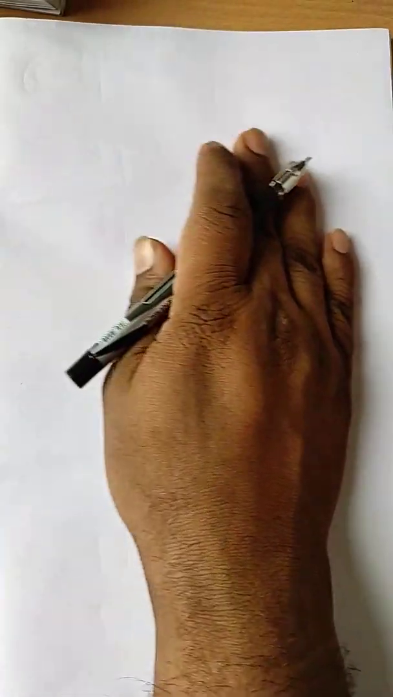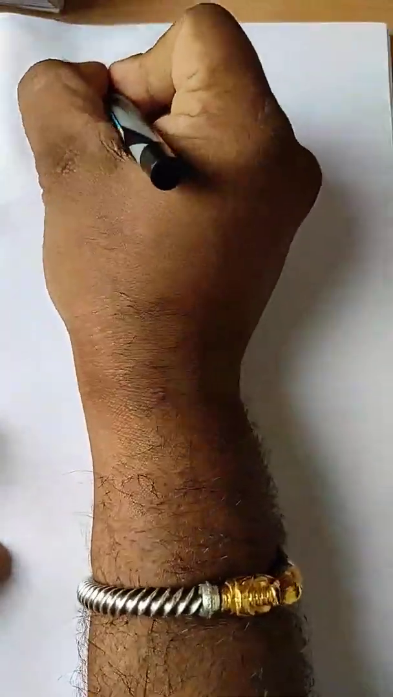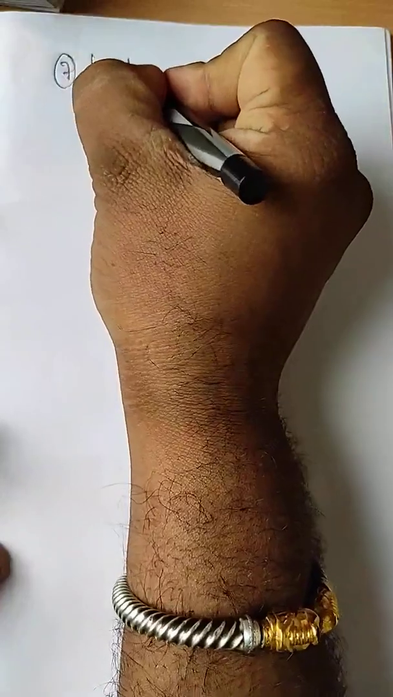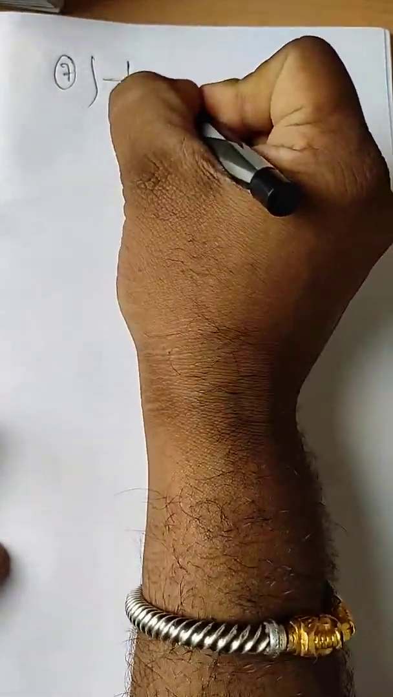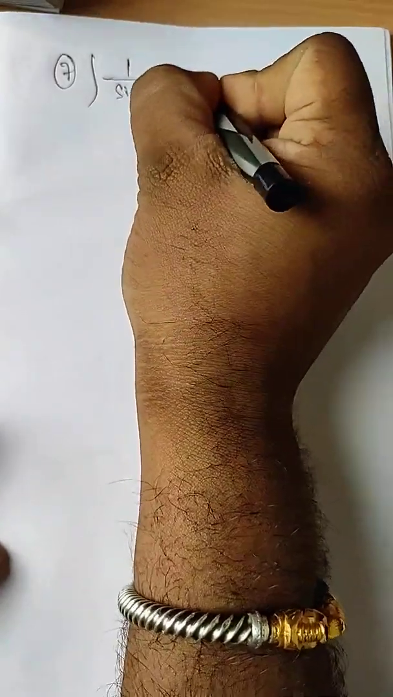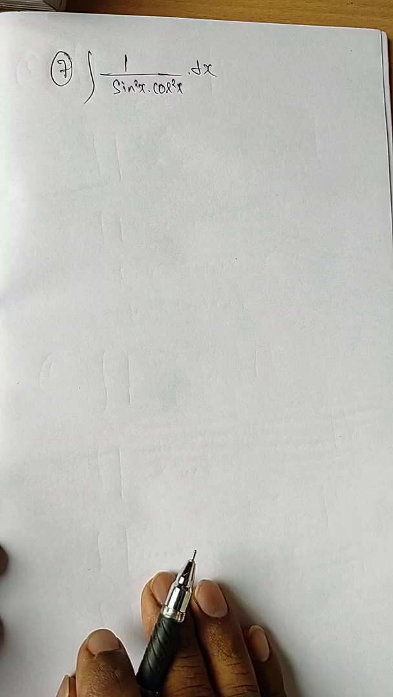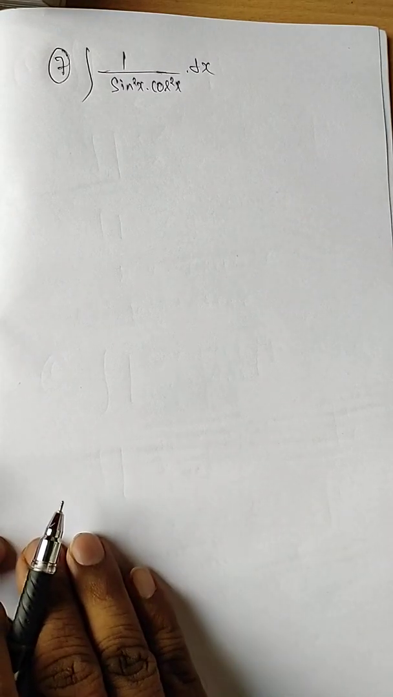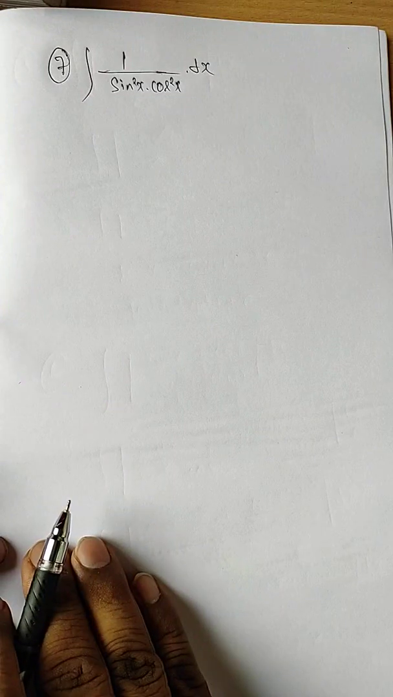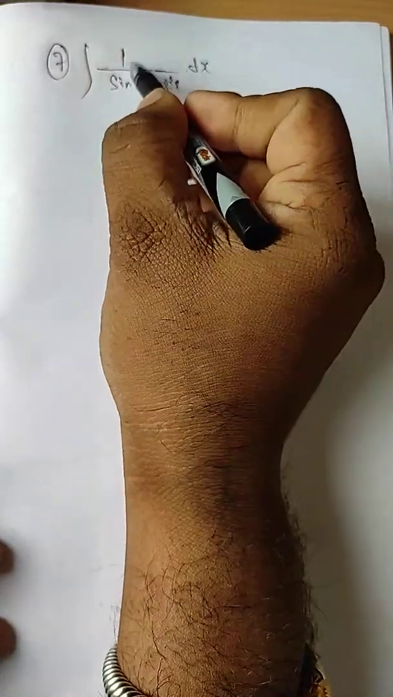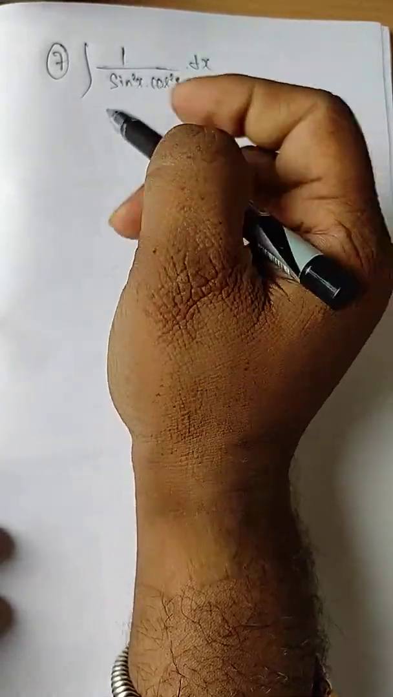So now we will go for the next problem. So the next problem is the integration of 1 by sin square x into cos square x dx. This is the given problem. So here, in the last problem, in the numerator we had terms. Since the numerator had terms, we were dividing the denominator into individual terms.